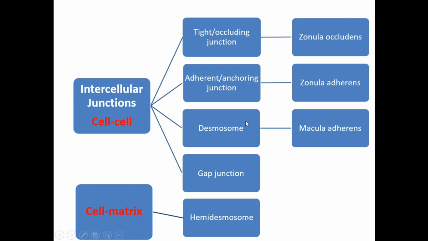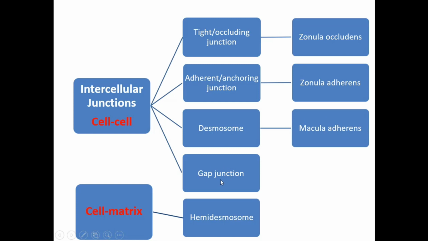The third one is the desmosome. These junctions, unlike the two previous junctions, are not belt-like, not a zonula; they are like a plaque. They attach the two epithelial cells in plaque-shaped structures. Because of that, we call it the macula adherens. Macula also means like a plaque.